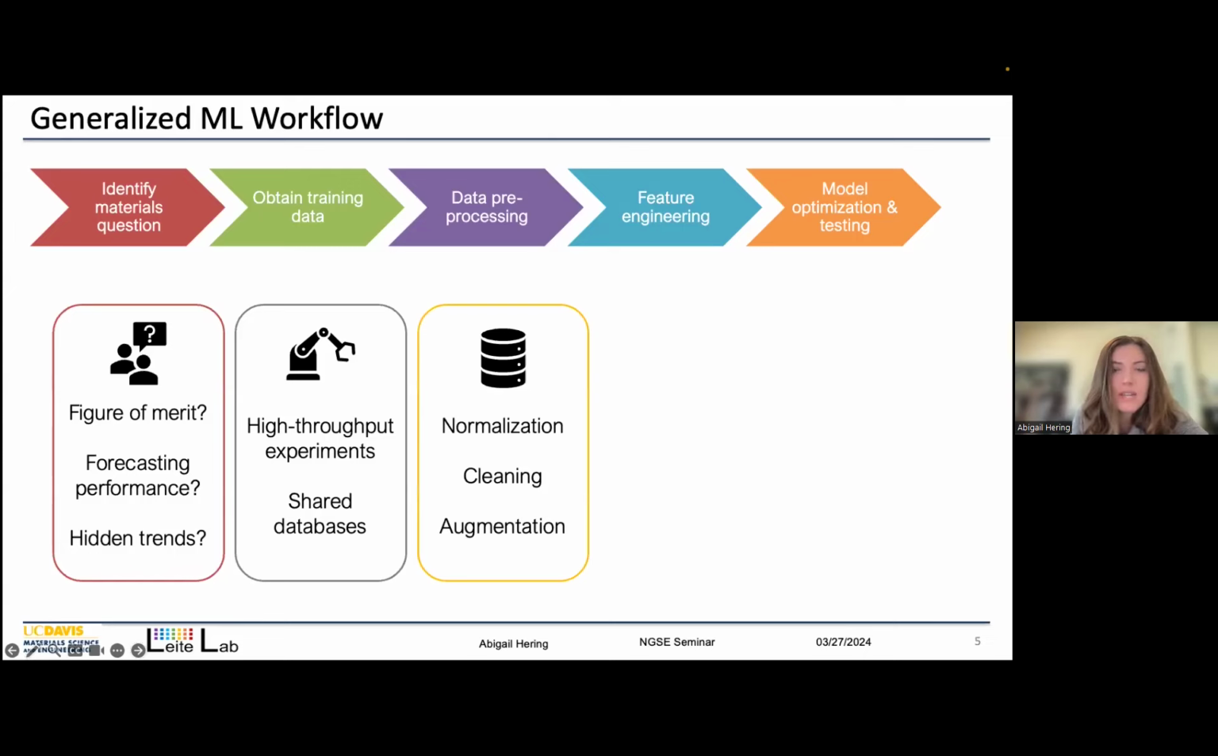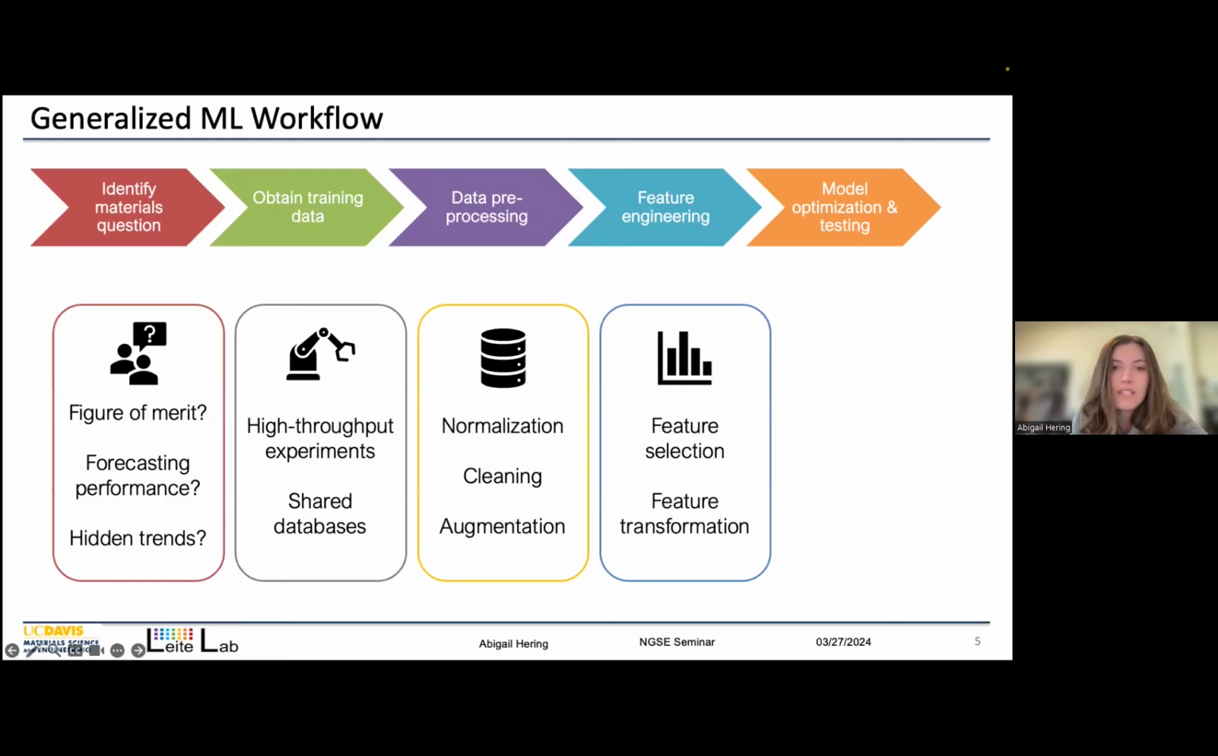So once we have sufficient data, it must then be pre-processed. In this step, there can be normalization, cleaning, or augmentation if necessary to ensure we have high quality data.